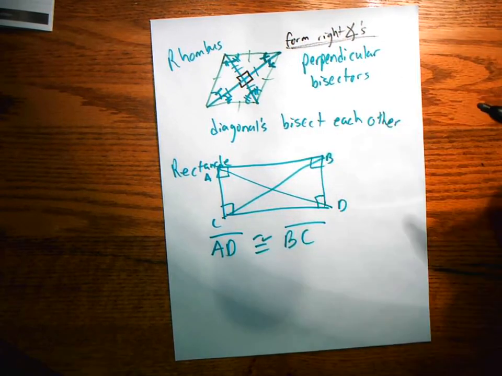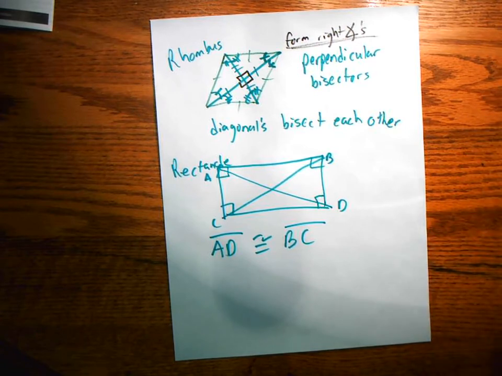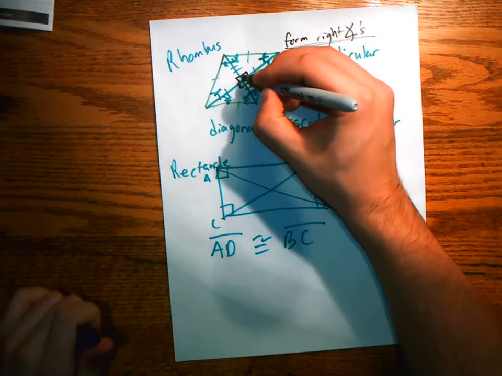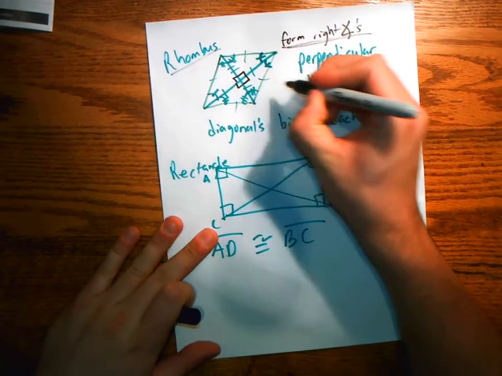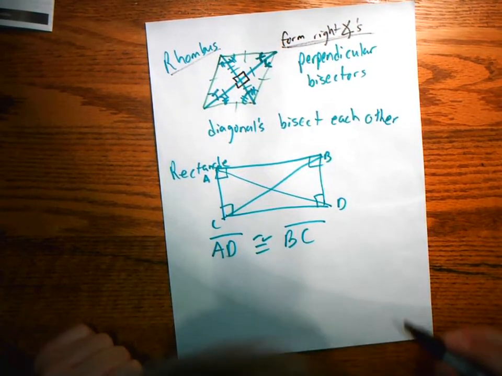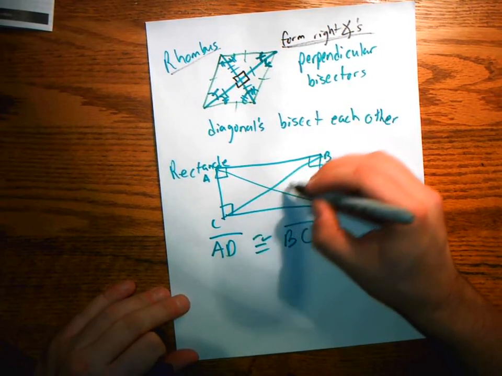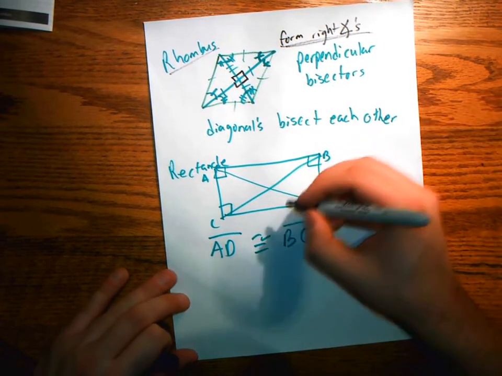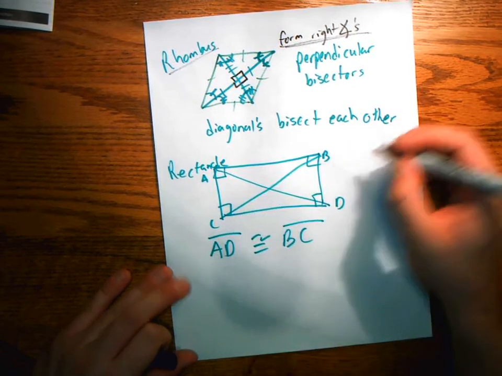All the other ones are exactly like a parallelogram, but when you want to be more specific talking about a rhombus, just know that when you create diagonals in a rhombus, they form right angles at the intersection. It doesn't work with a rectangle. These are not right angles. It just is saying that this line is congruent to that one.